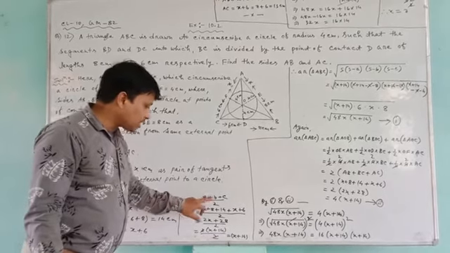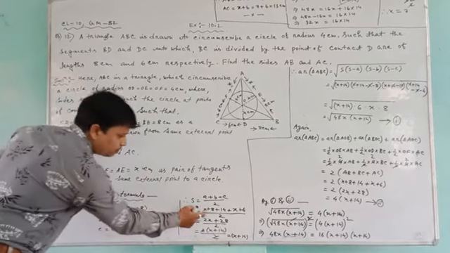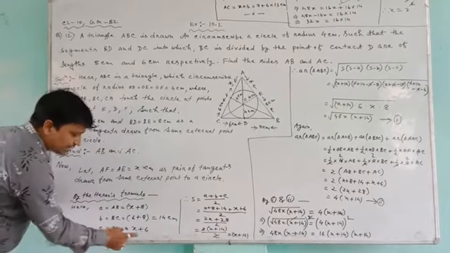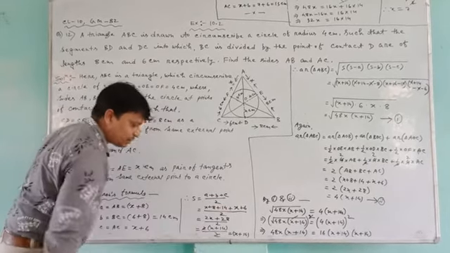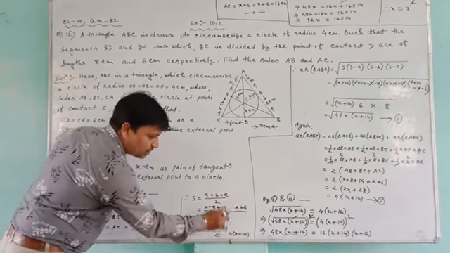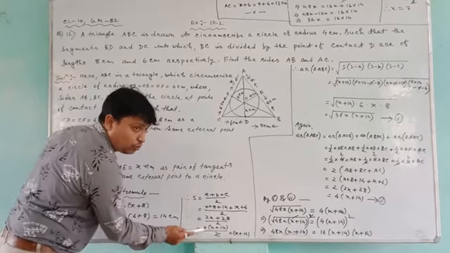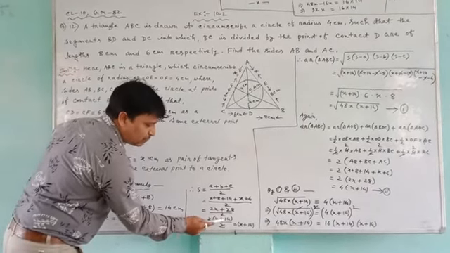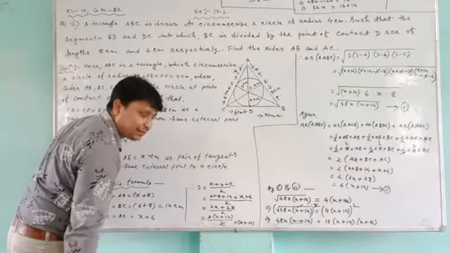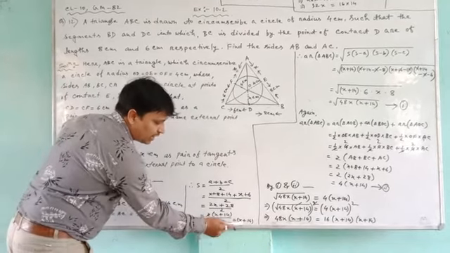So S equals A plus B plus C by 2. A is x plus 8, B is 14, and C is x plus 6. Doing the calculation: x plus x is 2x, and 8 plus 6 is 14, 14 plus 14 is 28. Taking common 2 from the terms, inside the bracket there is left x plus 14. Again, x into 2 is 2x, and 14 into 2 is 28, so the 2s cancel, leaving x plus 14.